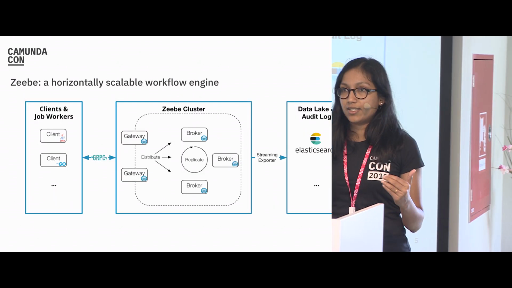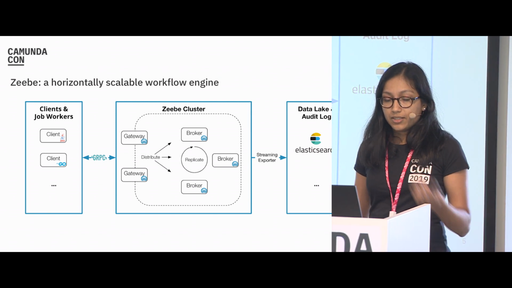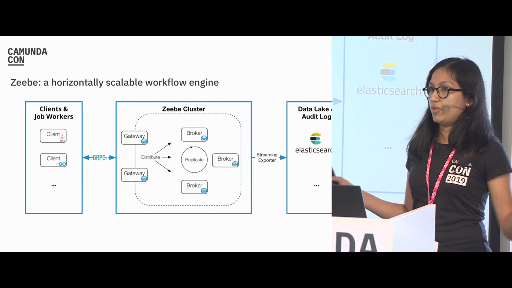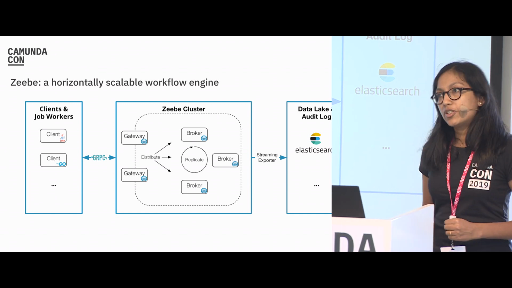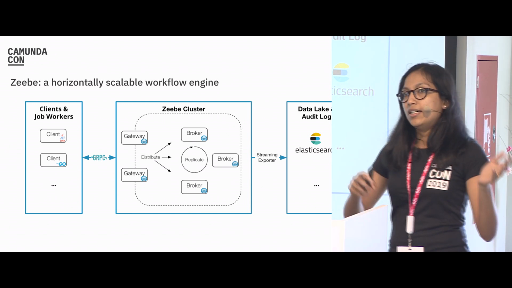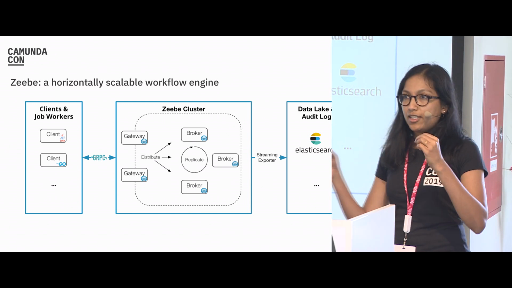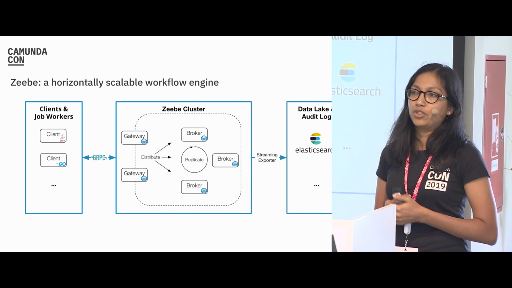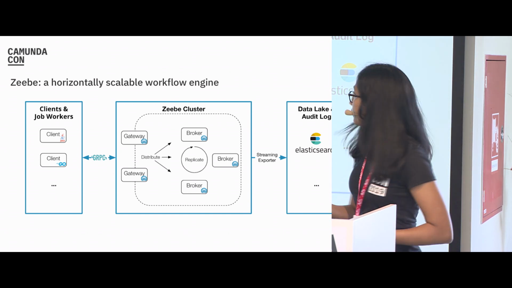So Zeebe, as I said, is a horizontally scalable workflow engine. It's designed from the bottom up based on well-known principles of distributed systems. So it's specifically designed to be horizontally scalable and fault tolerant, and to handle large workflow automation requirements.